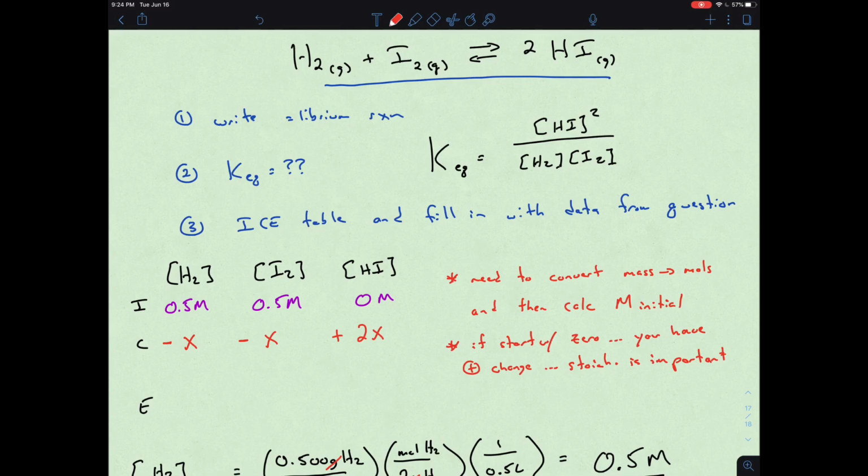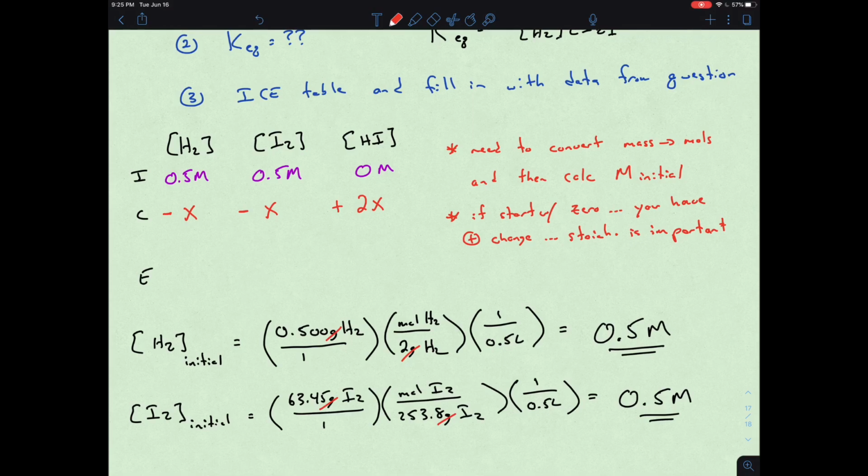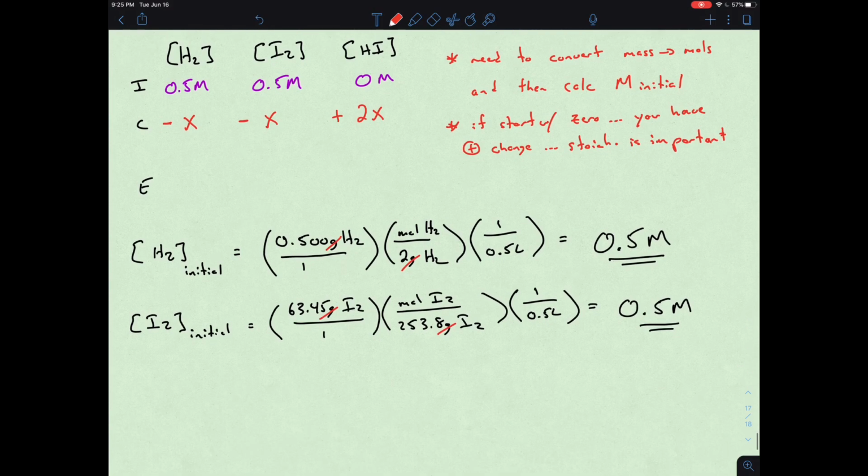So now the question is, can we figure out the change? And we can, because we know what the equilibrium concentration should actually be for the iodine. Right? If we look back at the question, we do have information about iodine at equilibrium. And it said that there was 13.57 grams of iodine left at equilibrium.